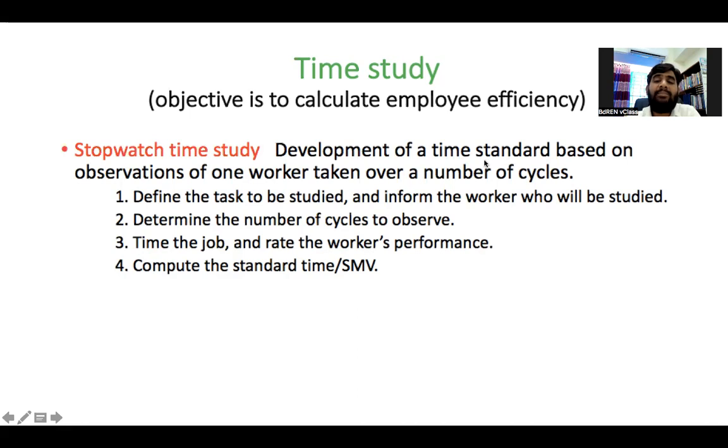What is the standard time? You can find out the standard time by taking several cycles and computing the average. Say for example, first time it takes 1 minute, second time 2 minutes, third time 1 minute. So 3 times. The sum, 1 plus 1 plus 2, is 4, divided by 3, gives 1.33. So this is the average time. 1.33 minutes is the average time to finish a job.